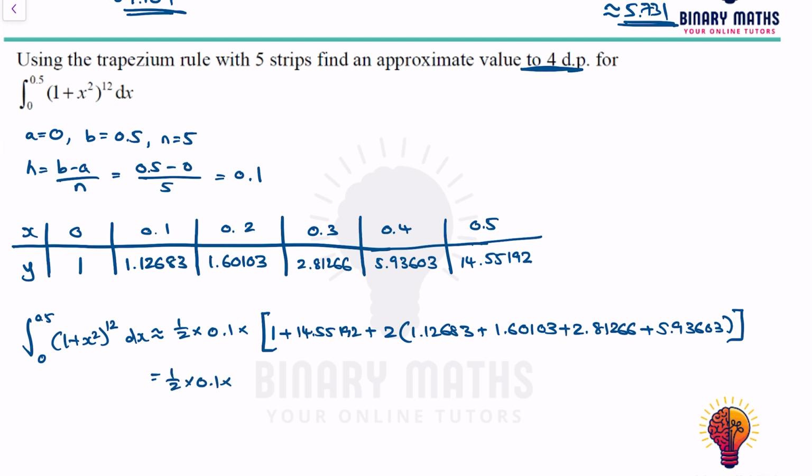I put everything in the square bracket into the calculator. I get 38.50502. If I do half times 0.1 times 38.50502, I end up getting 1.925251, and I want this to 4 decimal places, so this is approximately 1.9253.